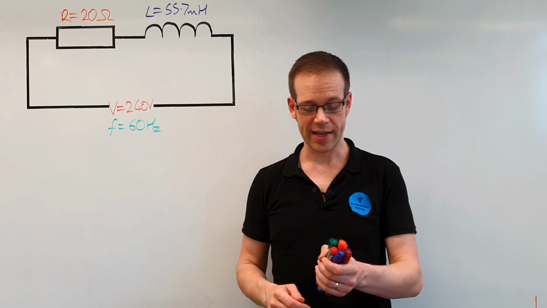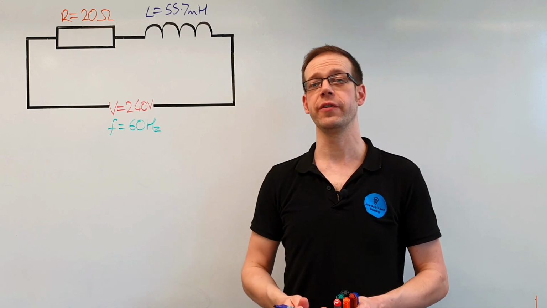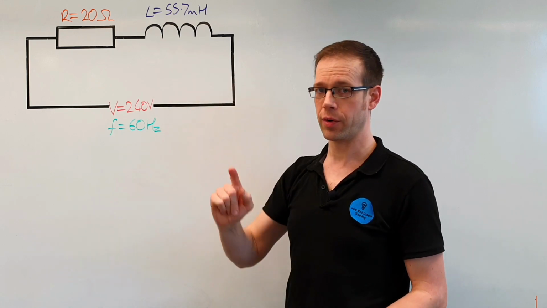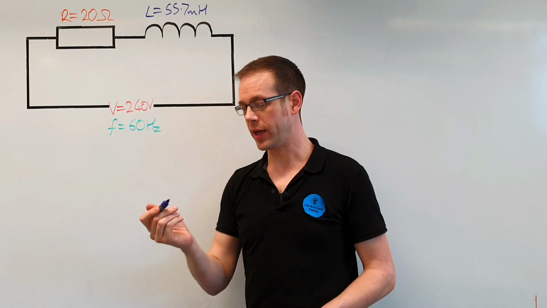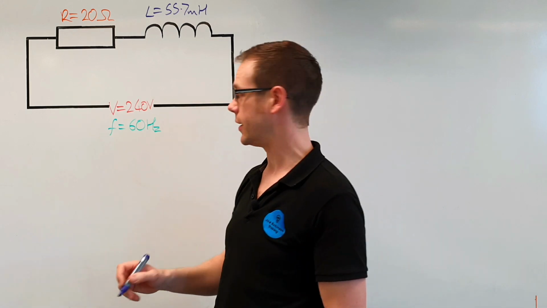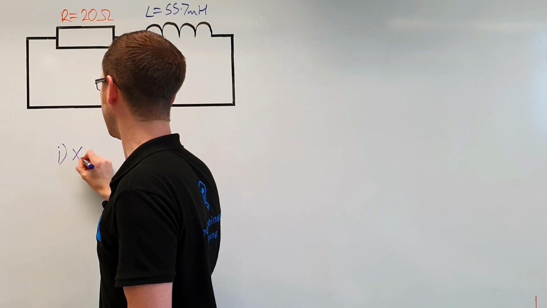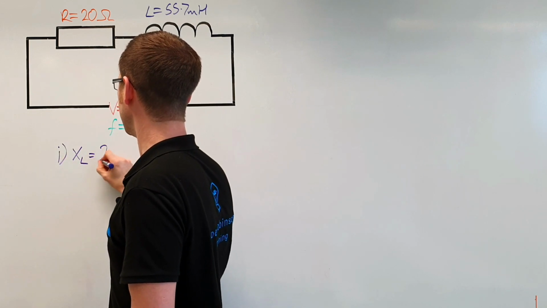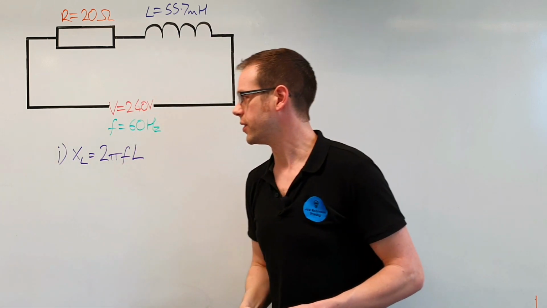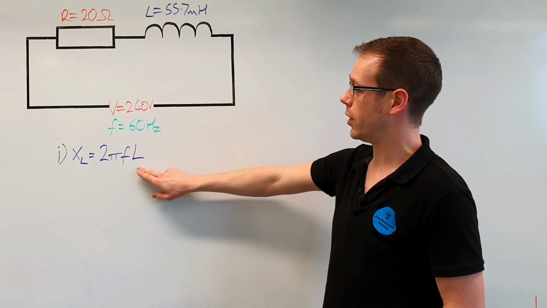So the first question asks us to find the inductive reactance of the circuit. So in other words, we're trying to figure out what the opposition to current flow is that's caused by the coil. So in order to do that, we're going to have to use our formula for finding inductive reactance. And that looks like this. For part 1 of this, we've got XL is equal to 2 pi FL, like that. So we're trying to figure out what the inductive reactance is, and this is the formula that we're going to use, 2 pi FL.